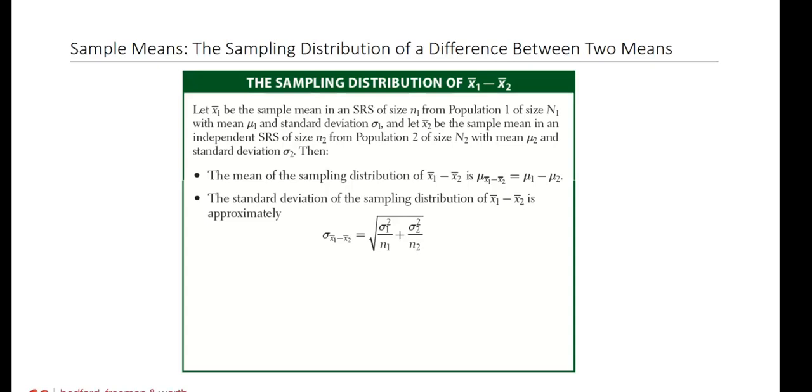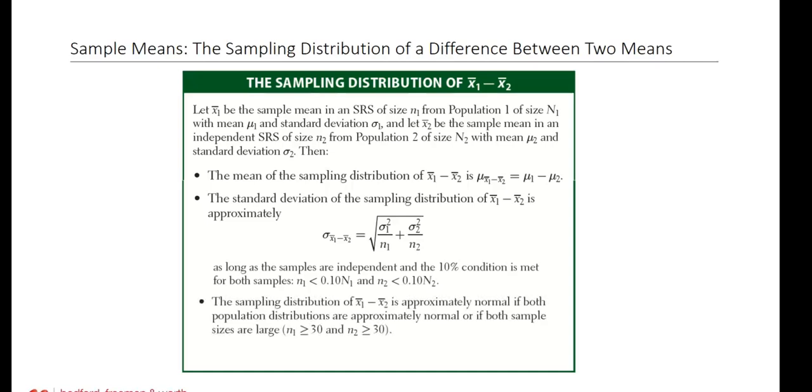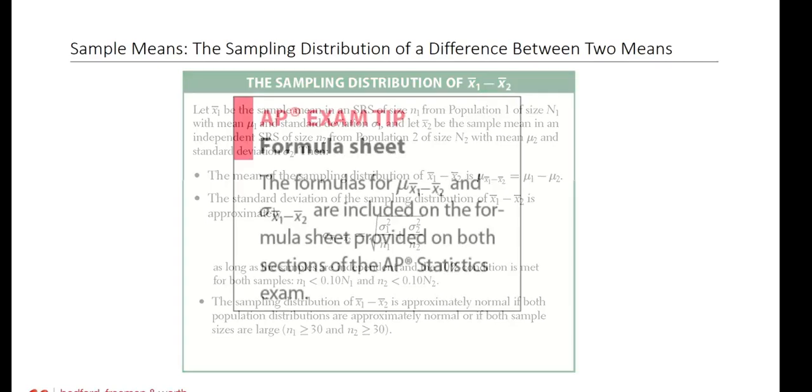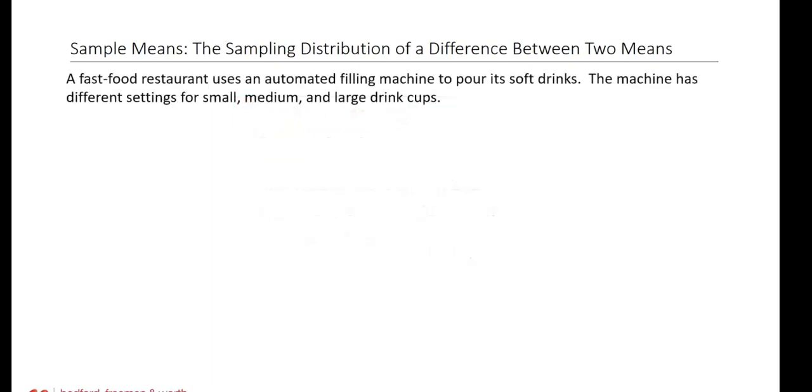Again, you want to do the square root of the first standard deviation squared over n plus the second standard deviation squared over n. As long as both samples, so you have to check the less than 10% condition for both sample sizes, which is kind of interesting here. And then finally, it's normal if you check the large counts condition. In this case, if both sample sizes are at least 30. So with means, they have to be at least 30 for the central limit theorem to kind of kick in. So that's how it works. These are on the formula sheet.